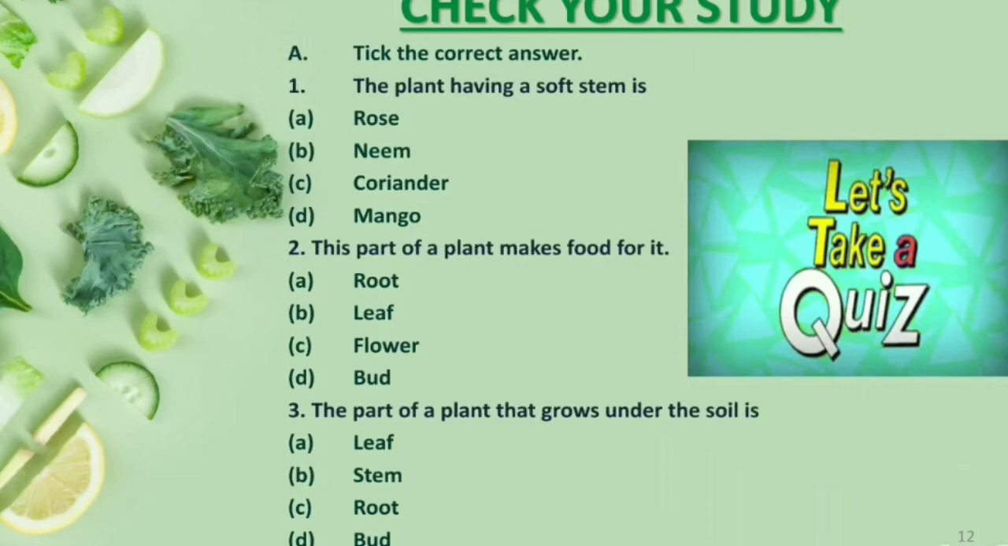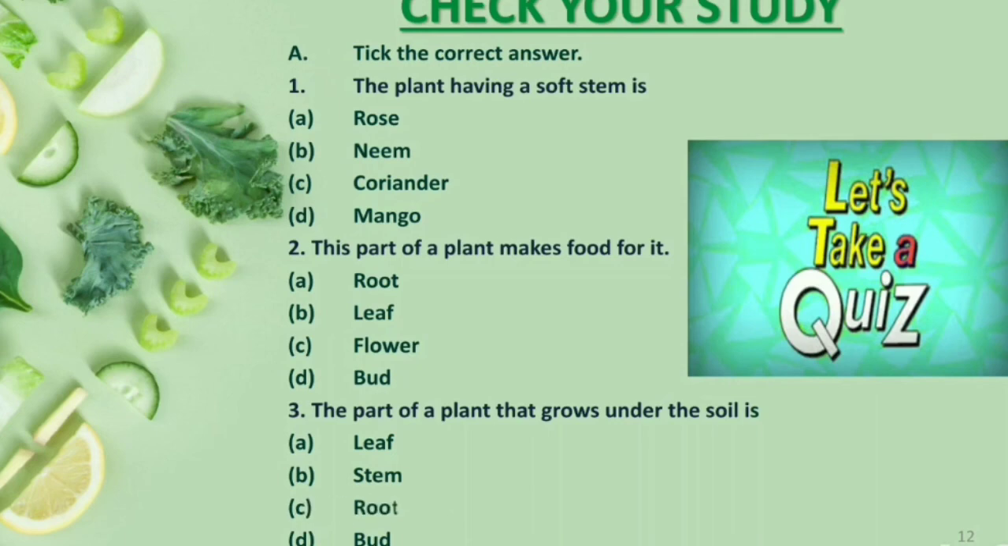Our first question is, choose the correct answer. The plant having a soft stem is rose, neem, coriander, mango. The answer is coriander. This part of a plant makes food for it. Which part of the plant makes food? Root, leaf, flower, bud. Yes, leaf. The part of a plant that grows under the soil is called leaf, stem, root, bud. Which part of the plant grows under the soil? Yes, the root.